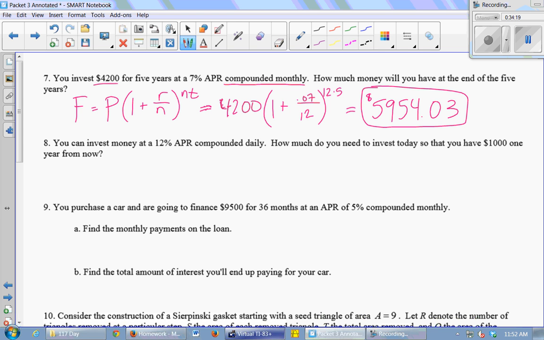So can everyone pick out the words in this problem that tell you to use this formula? Compounded monthly. Yeah, that's a big key word. And the fact that it's one chunk of money, right? So the next one's compound, yeah, question? 12 times 5. That's n times t.